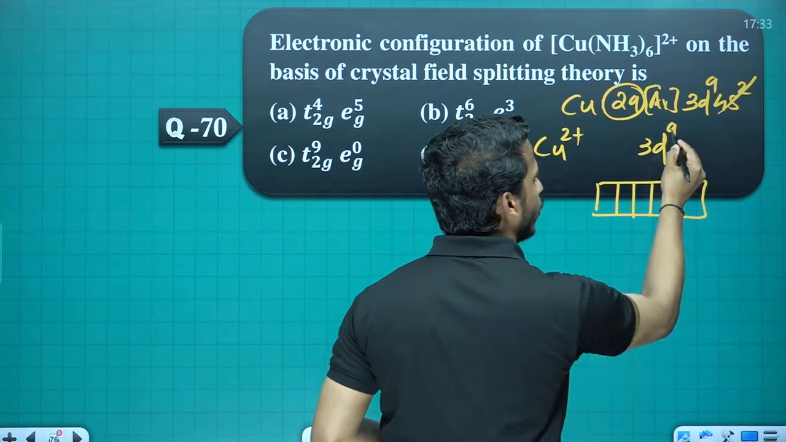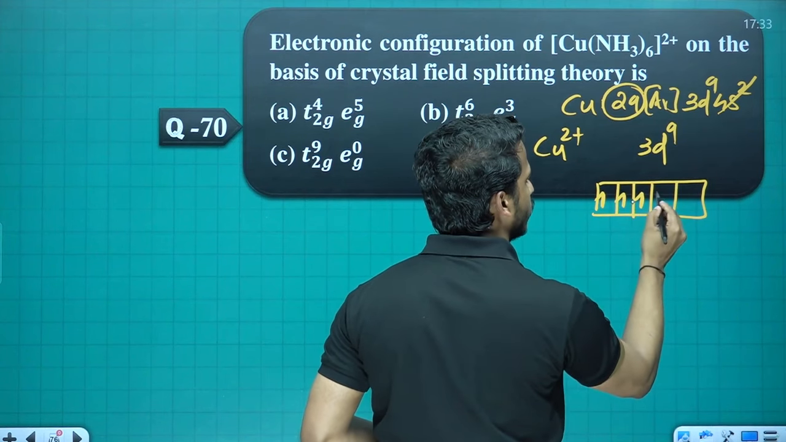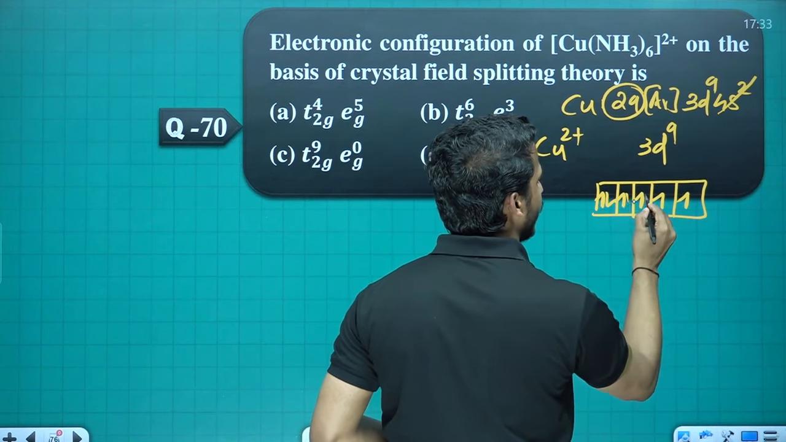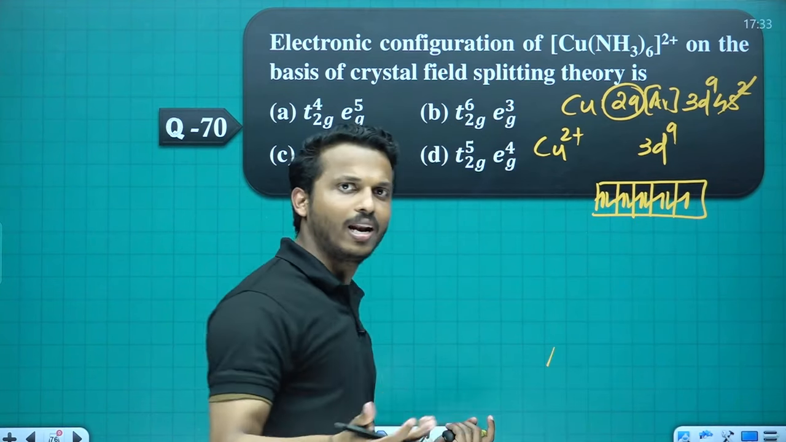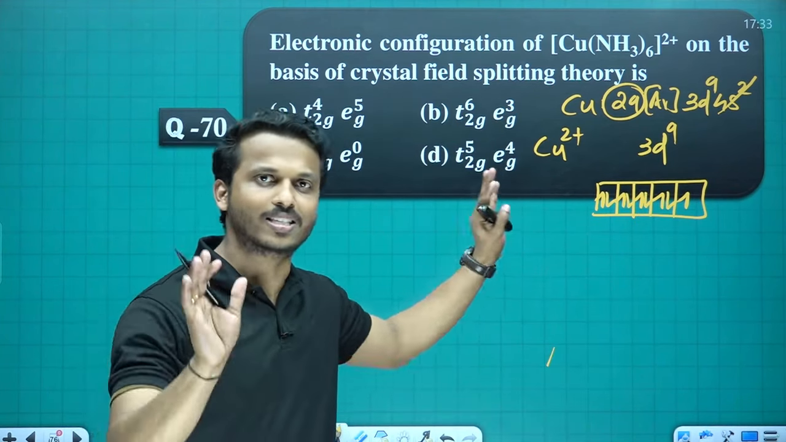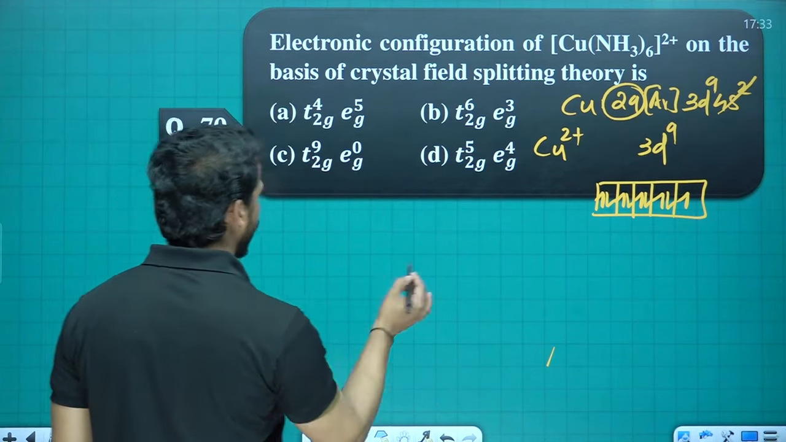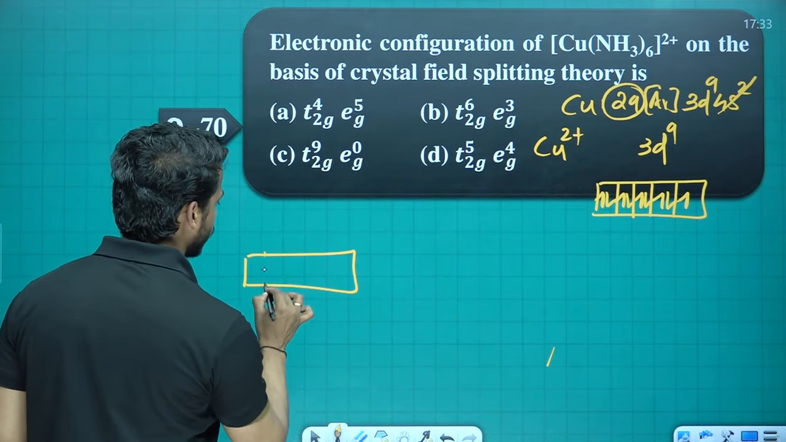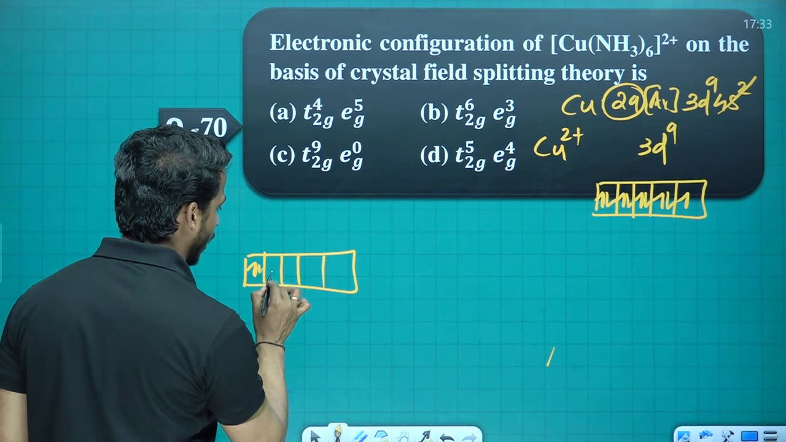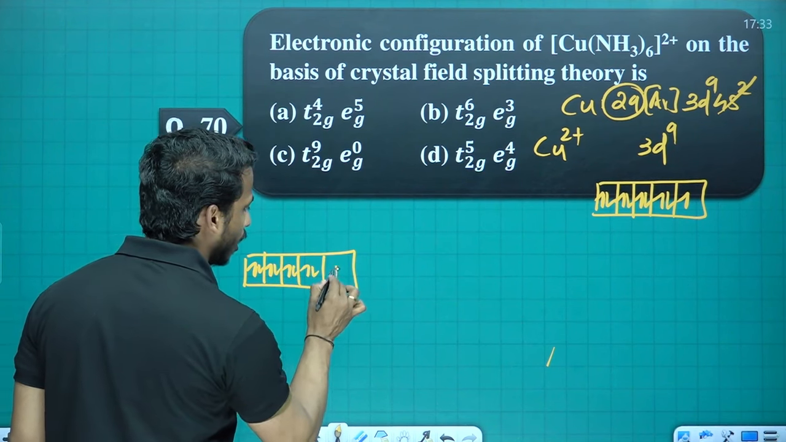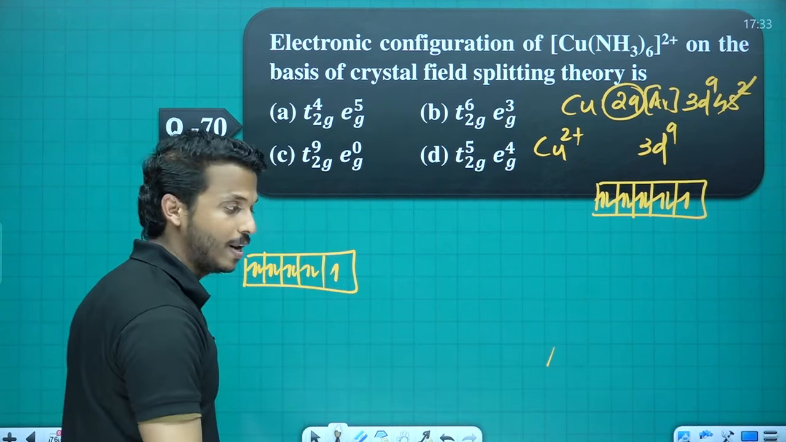Strong ligand means how 9 electrons get accommodated? 1, 2, 3, 4, 5, 6, 7, 8, 9. Already 9 electrons. Even if you pair it, it will be accommodated like this. Correct? So how are you going to split this one? In octahedral complexes, how is the splitting happening?